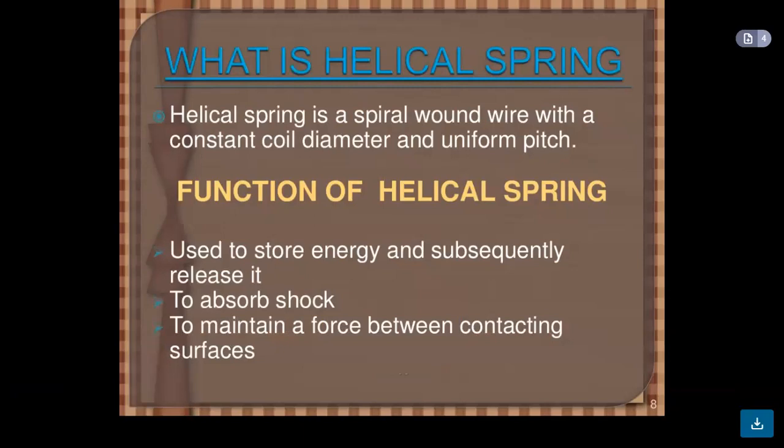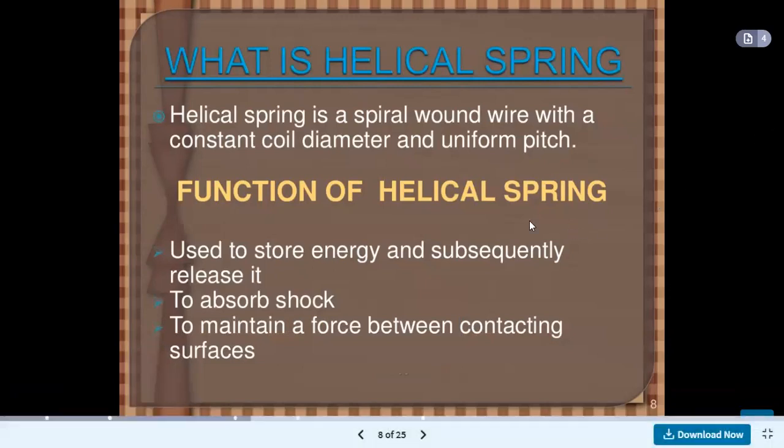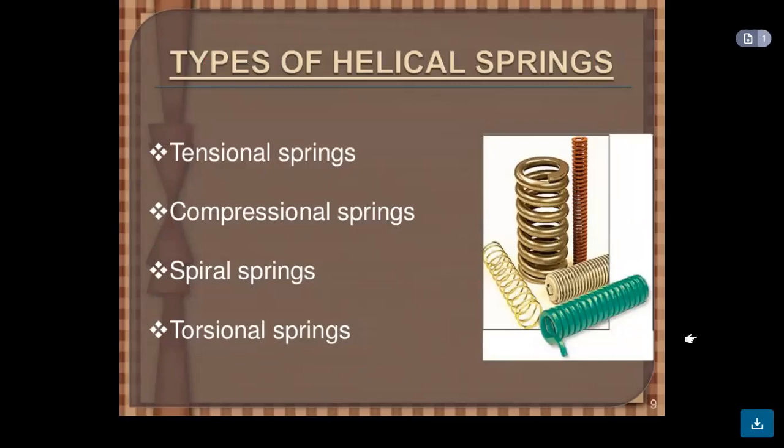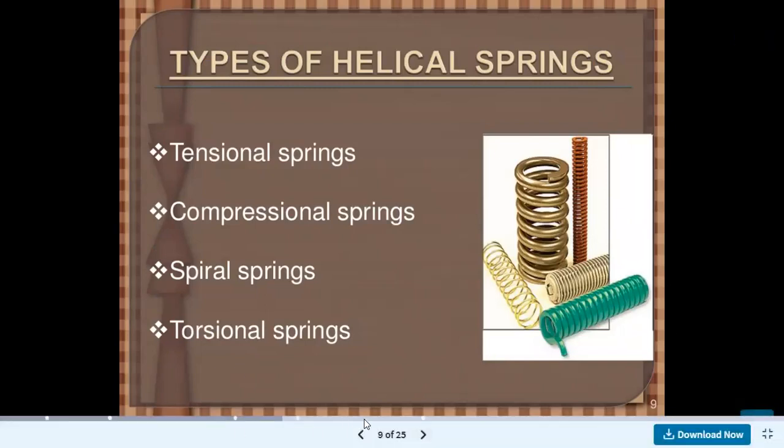If we see the functions of a helical spring, it is used to store energy and subsequently release it. The next function is to absorb shocks, and next is to maintain a force between contacting surfaces. All these are related to functions of helical springs. Types of helical springs: extension springs are there, compression springs are there, then spiral springs and torsional springs are other types of helical springs.